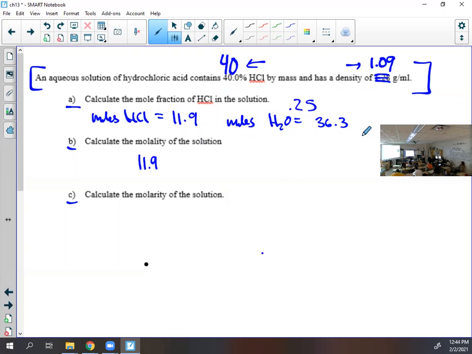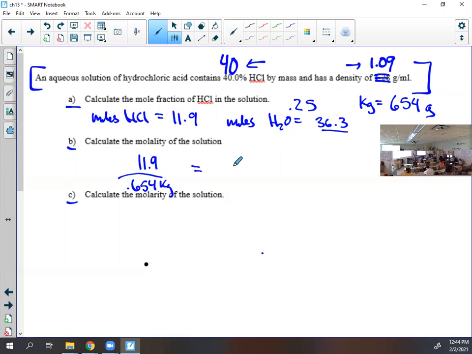And from up here, you had to find the kilograms of the water, correct? So what was that number for the solvent? That'd be 654 grams, which is really 0.654 kilograms. And that equaled 18.2. For molality, the unit can be a small m, but usually it's just molal. If you put a little m, you'll be fine.